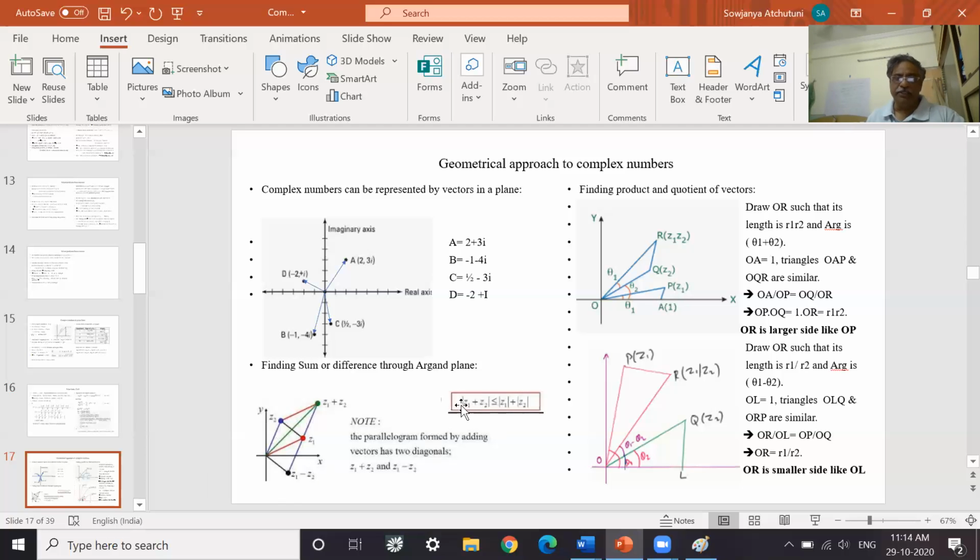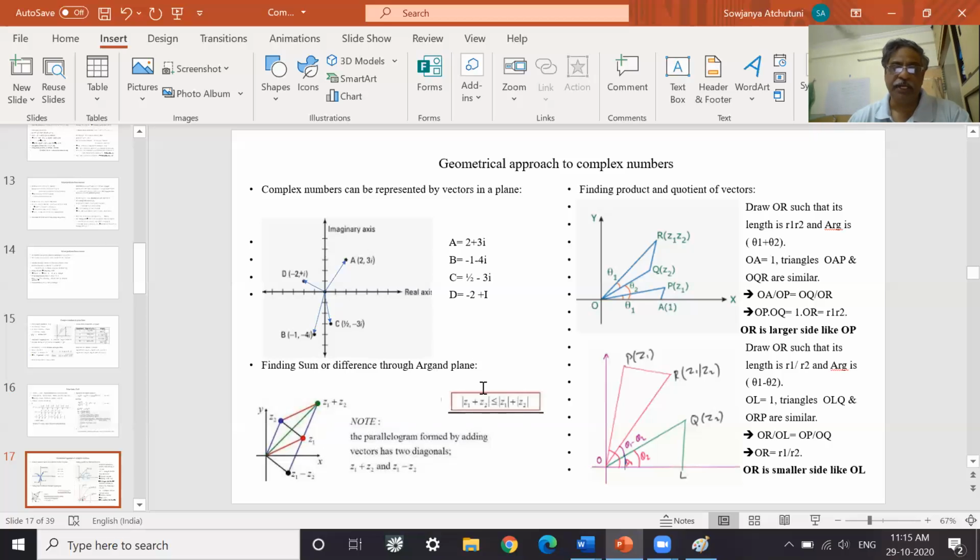So understand, suppose Z1 and Z2 are at 90 degrees. Z1 is on this axis, Z2 is on this axis. So mod of Z1 minus Z2 is equal to mod of Z1 minus mod of Z2, when their angle is 90 degrees. But when their angle is 0 degrees, plus is equal. When their angle is 90 degrees, minus is equal. Otherwise, it is less or more.